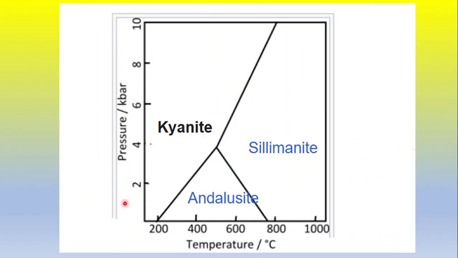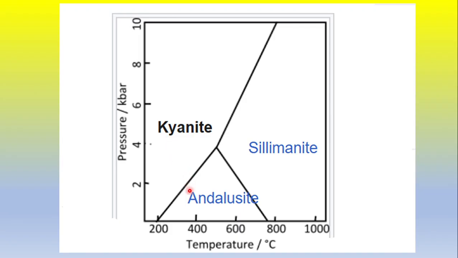See this image. In the y-axis, this is the pressure in kilobar, and in the x-axis this is the temperature range. We already know there are three polymorphs of the aluminosilicate: andalusite, kyanite and sillimanite. Andalusite exists in low temperature and pressure conditions, sillimanite is stable in high temperature conditions, and kyanite is stable in high pressure and low temperature conditions.